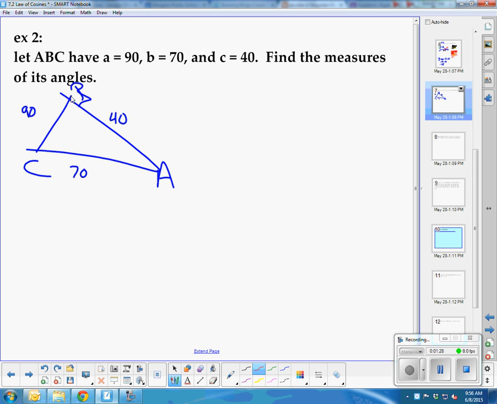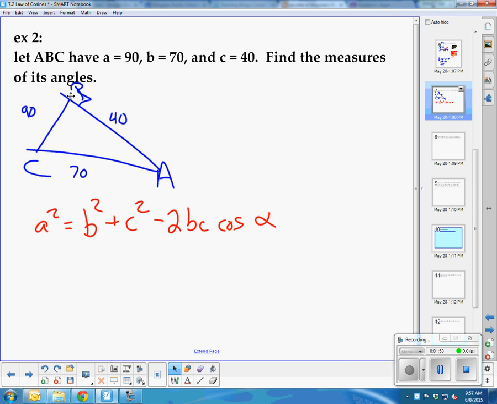So for me, that means I'm going to be looking for angle alpha, meaning I'm going to use the version of the cosine function a squared equals b squared plus c squared minus 2bc cosine alpha. So it's going to look very much like what we did in the second part of the example in the previous video. Maybe you want to pause the video here, see if you can do it yourself, and then come back and watch the solution.